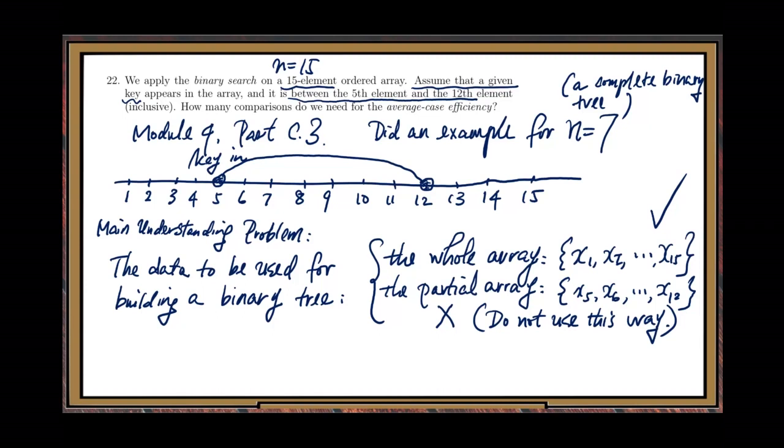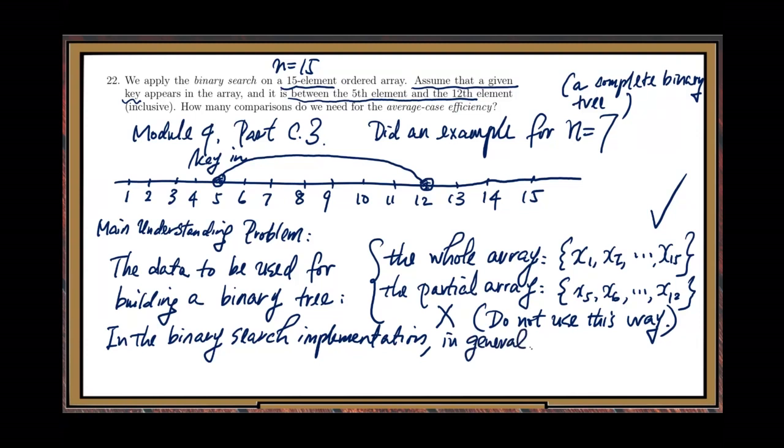In the binary search implementation, we apply the binary search on the whole array. In general, we apply it on the whole array.